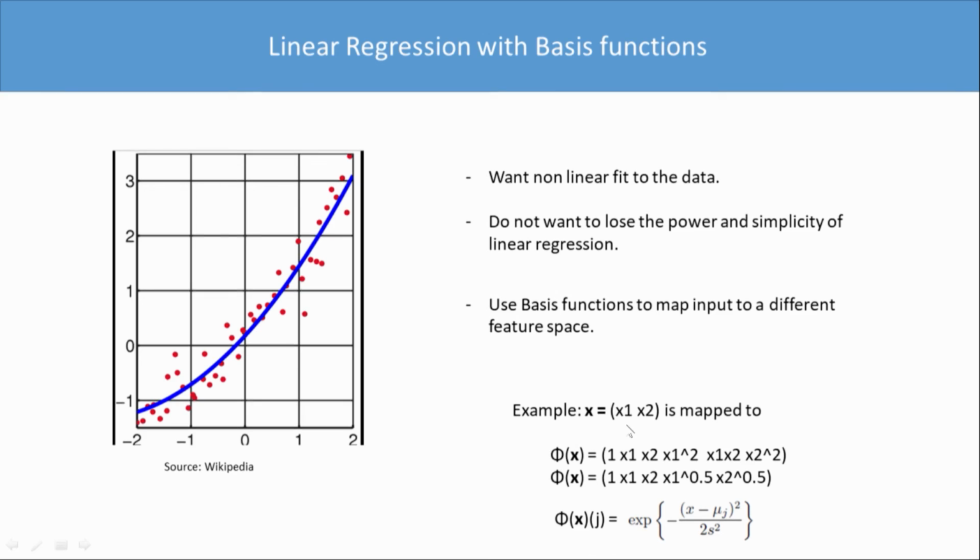So instead of using your features as such, you transform your features to something else. For example, your feature could be x1, x2, and you can map this to 1, x1, x2, x1 squared, x2 squared, x1 x2. Now a linear model in this case would look like what? Your h of x is going to be w0 plus w1 x1 plus w2 x2 plus w3 x1 squared, and so on, w4 x1 x2 plus w5 x2 squared.